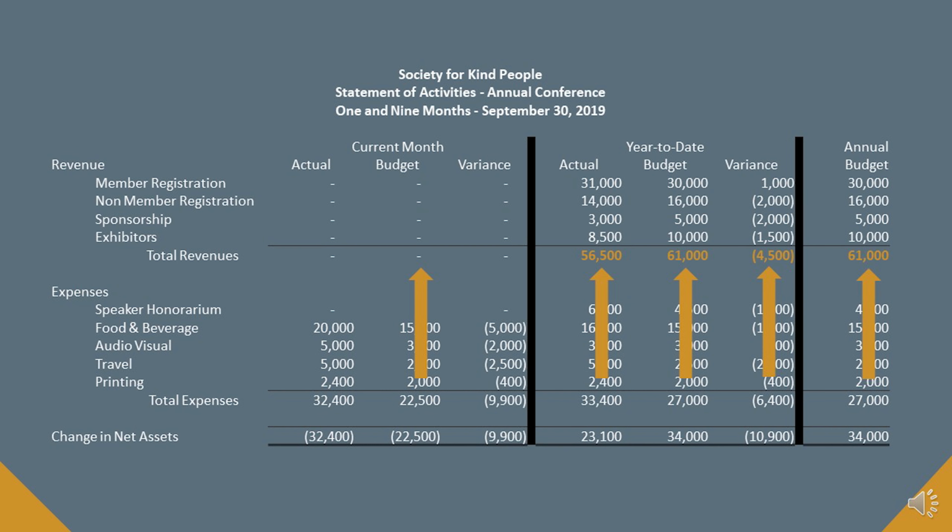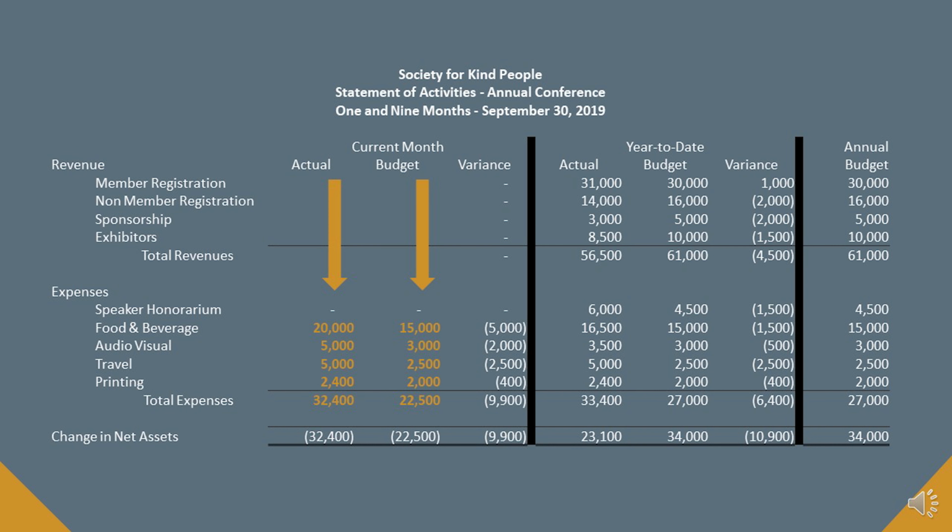So looking at the revenues for the annual conference, you see that we don't have any budget or actual for the current month, but we have quite a bit for the year-to-date comparison. You'll also note that the year-to-date budget is the same as the annual budget, so that's probably an indication that the event is over, and you likely would have known that if this were your organization. It's also worth noting, especially since the event is over, that there was a shortfall in revenue compared to budget. It looks like they came in $4,500 less than what they had hoped.